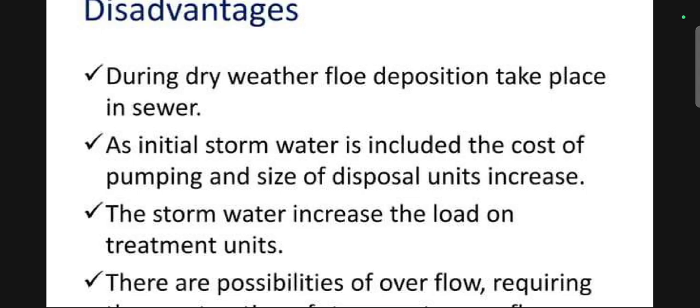See here, third point, the stormwater increases the load on the treatment unit. Why? Because finally storm water and sewage water are combined in the same line, and after that the water is carried to the treatment plant. In that case, load will be increased in treatment units. That's it.